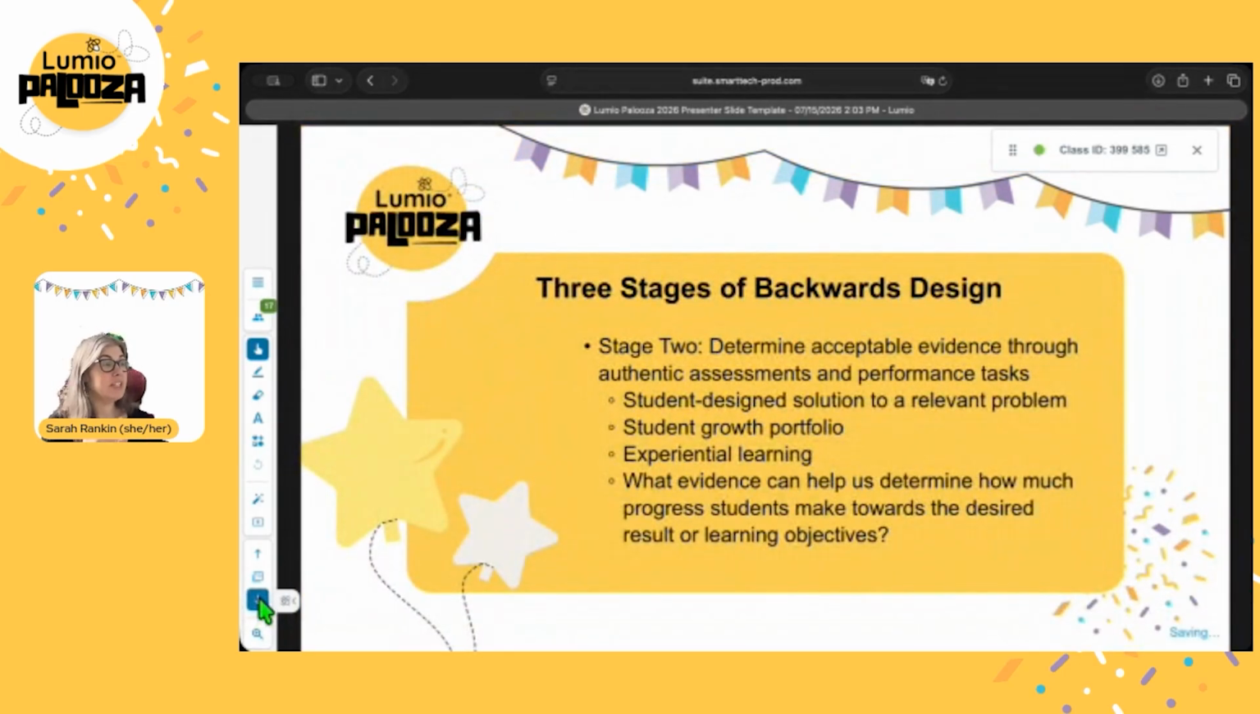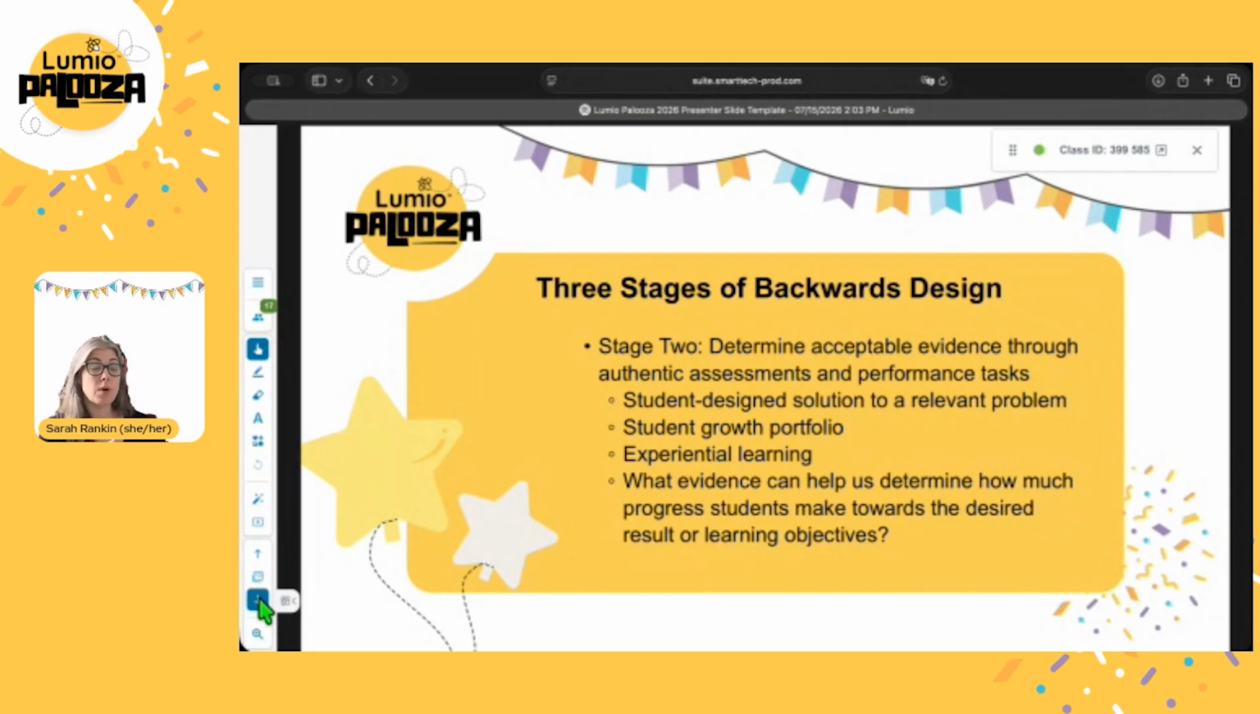So now we're into stage 2, the assessment. We've identified the goal. Now we need to identify how we're going to assess the goal. So this is where we want to think, what is a student designed solution to a problem? What is the student's growth portfolio, and how can we use those as means of collecting evidence of learning?